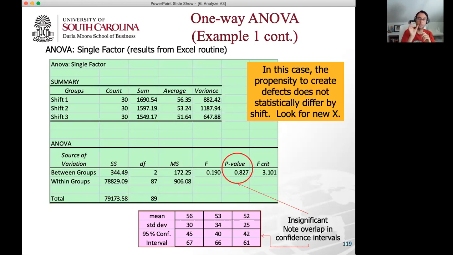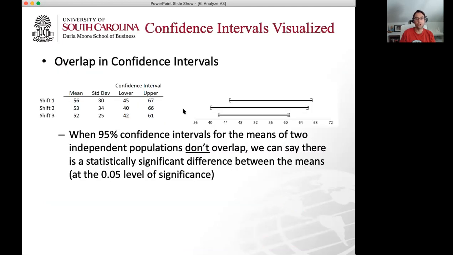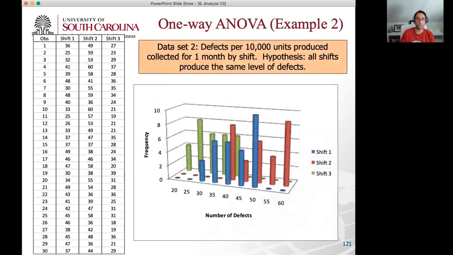So this value has to be less than 0.05 to reject the null, okay? That makes sense? So this is just showing our confidence intervals here, right? They don't overlap, so it's not significant. We cannot reject the null hypothesis.